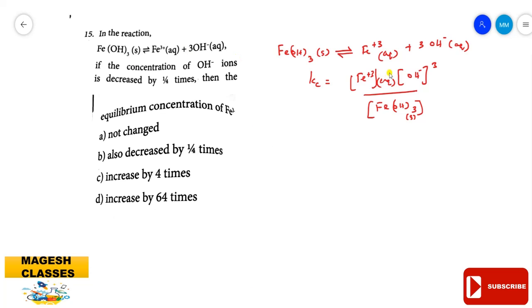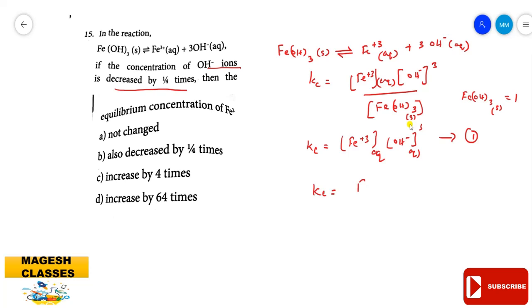The given equation is ferric hydroxide, and writing Kc, it is a ratio of the concentration of the products, that is Fe3+ ion in aqueous form and hydroxyl ion in aqueous form, upon the ferric hydroxide in solid form. The equilibrium concentration of ferric hydroxide in solid form is equal to 1. So in the equilibrium constant expression, it is the Fe3+ ion concentration and the OH- ion concentration power 3. So this is equation 1. In the question, the hydroxyl ion concentration is decreased by 1/4 times.